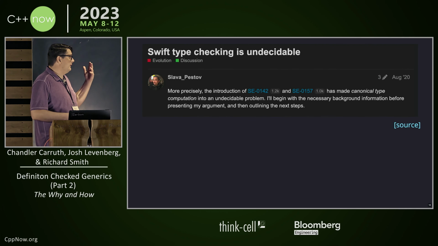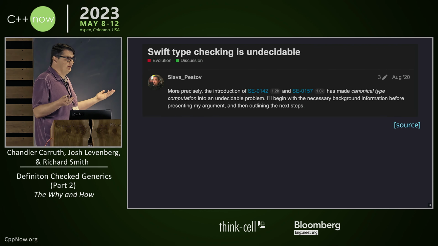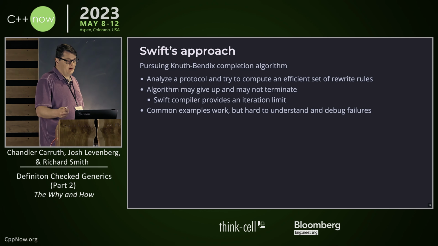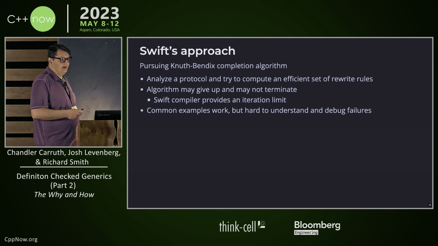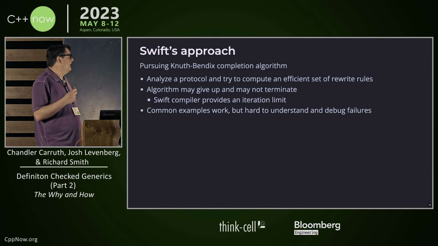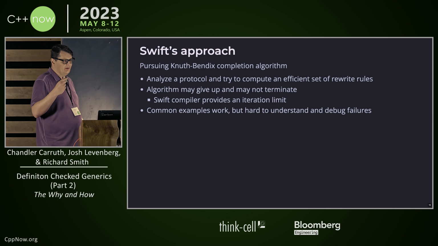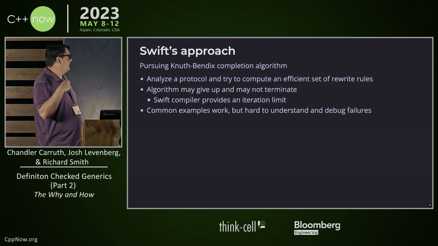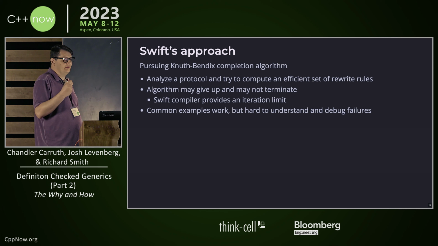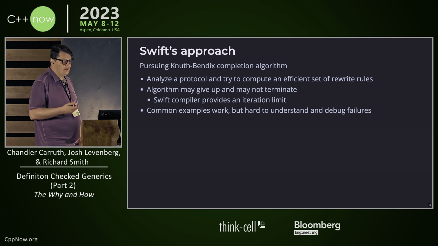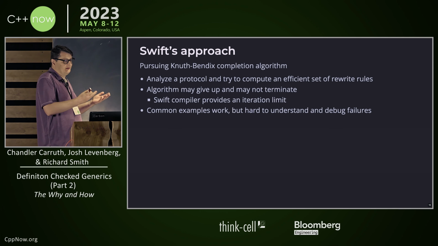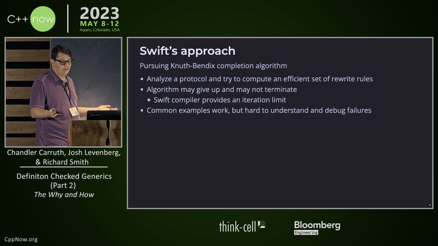So this blog post also suggested that we do something different in Swift, and what they decided to pursue was the Knuth-Bendix completion algorithm. And so what this does is, given a protocol, or I think in general a collection of protocols where the associated types refer to each other, it computes an efficient procedure for rewriting types into a canonical form. And this algorithm is either going to take your protocol and accept it and form rewrite rules that can then correctly handle all cases, or reject and say, this is impossible, or it might run forever.